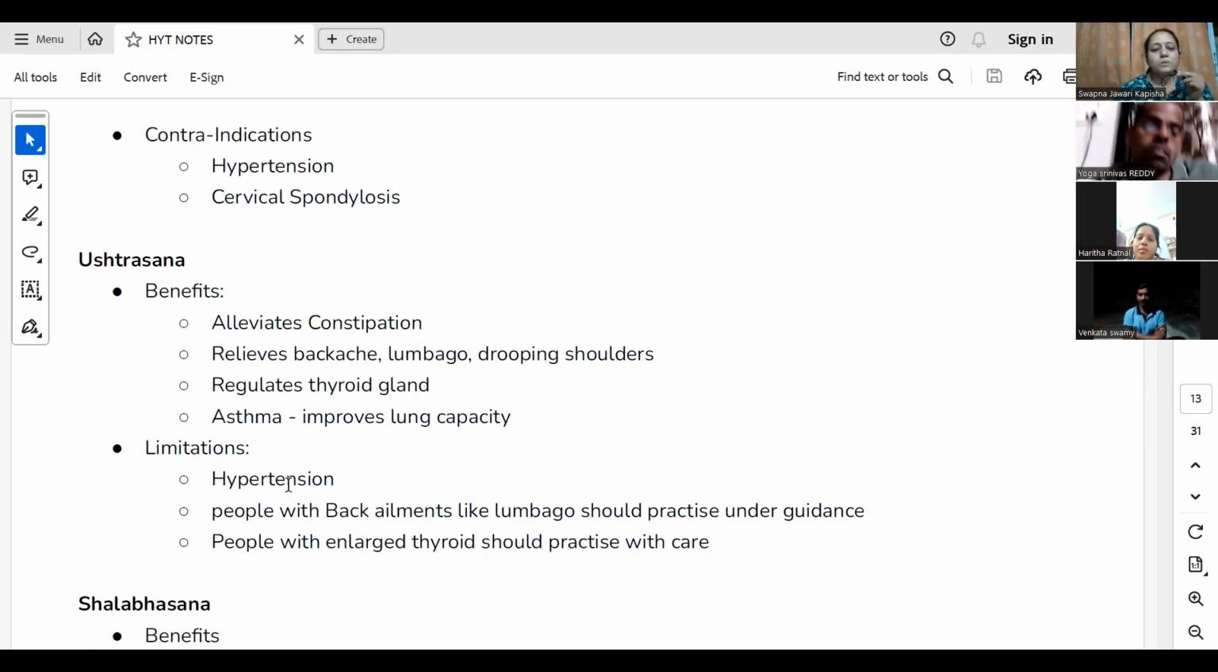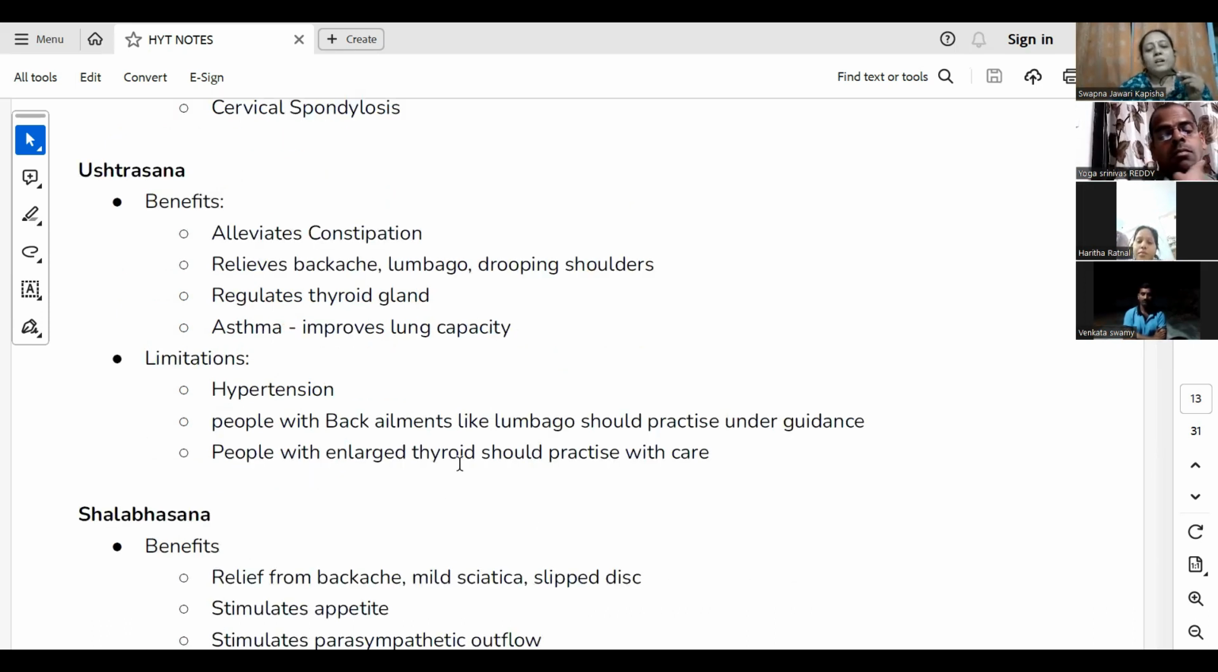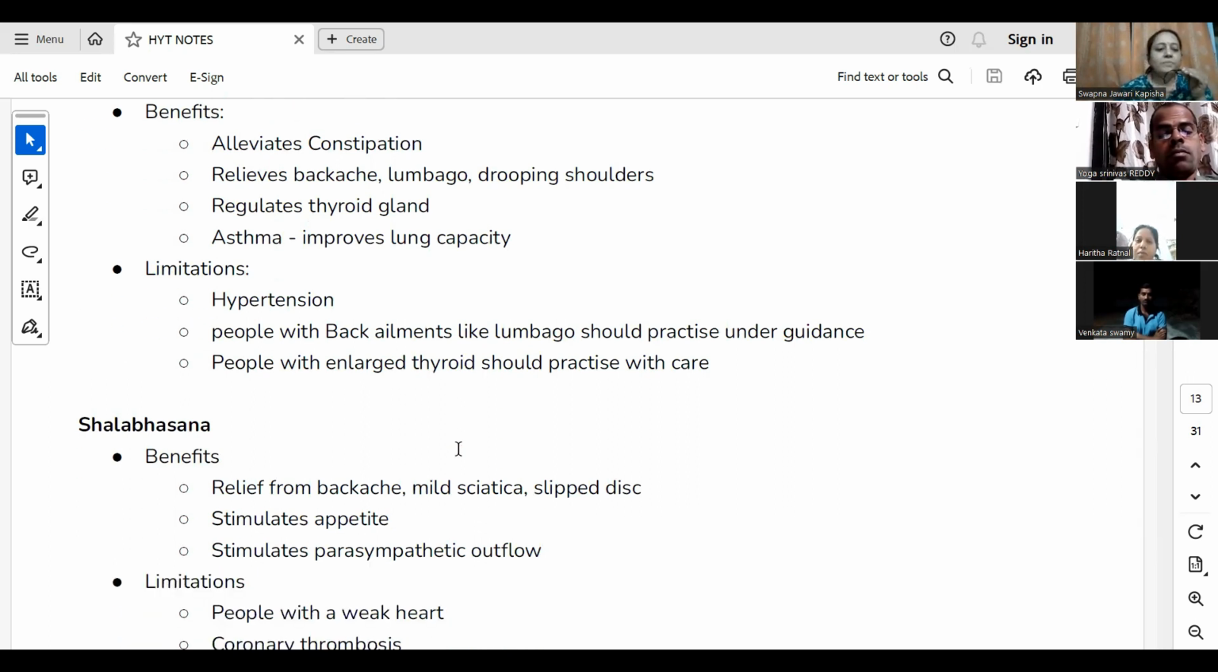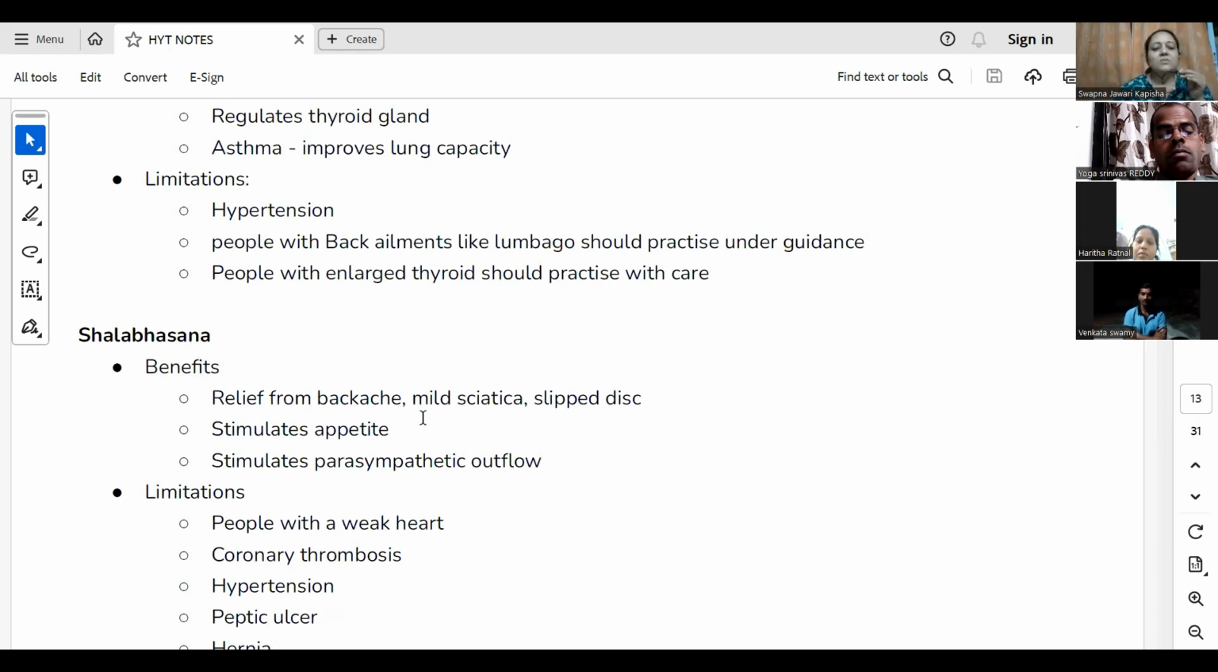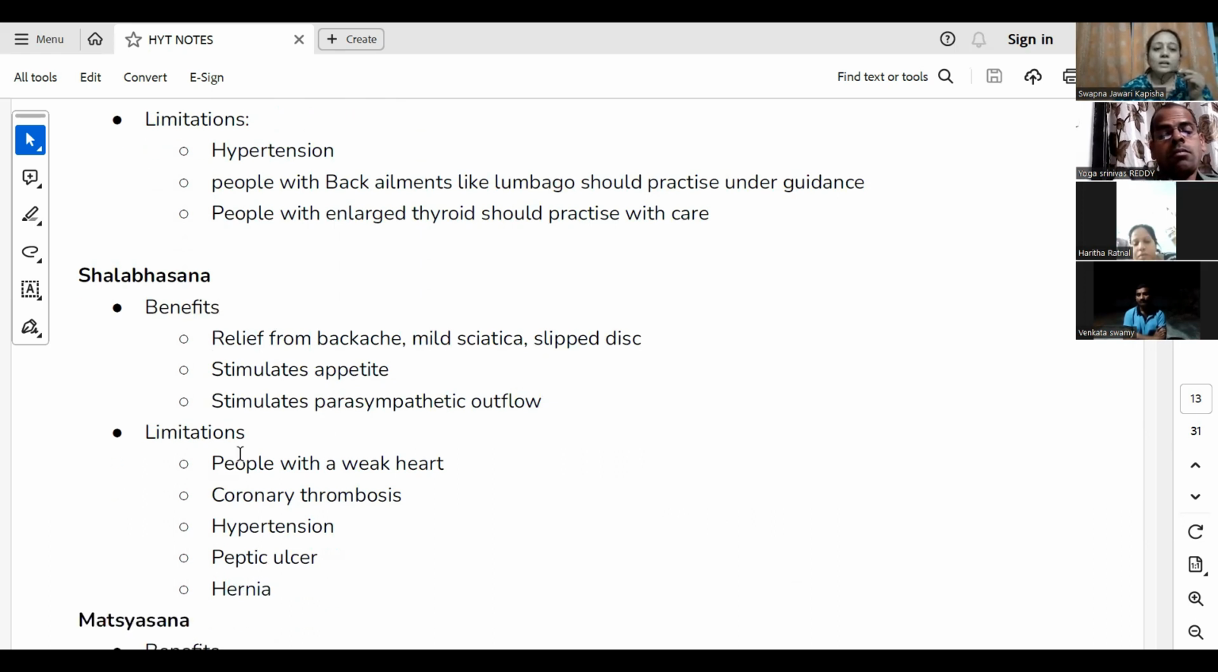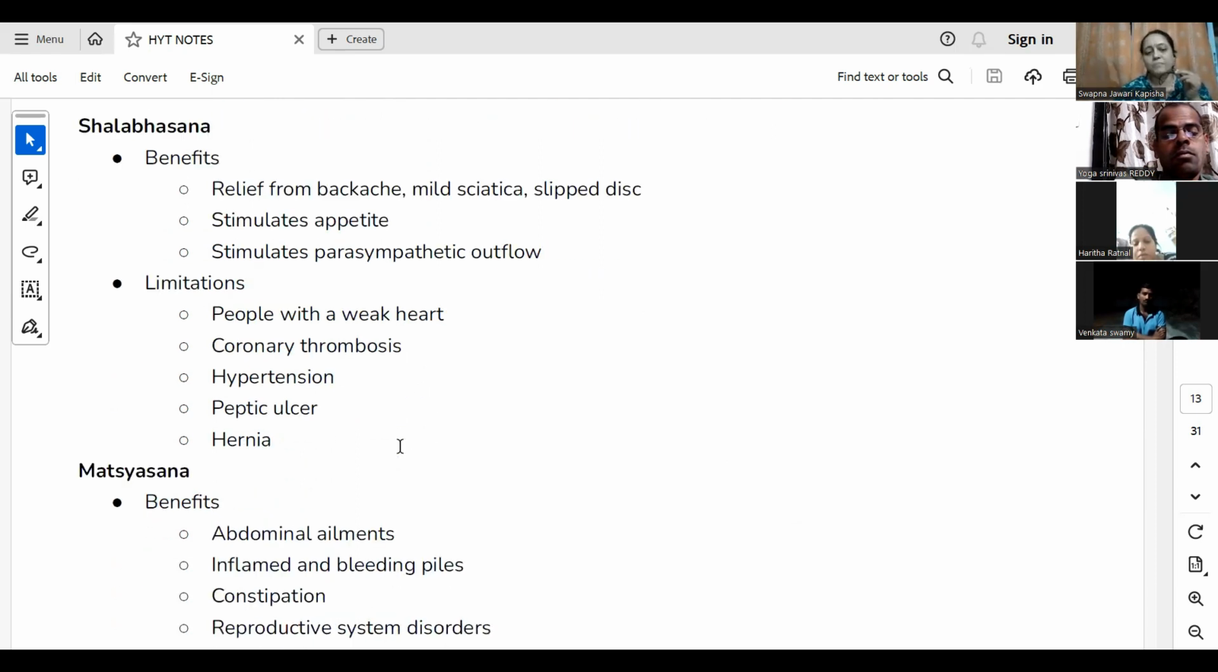Hypertensive people should not do it. People with back problems should not do it, but with the help of a good yoga trainer, they should be able to practice. And people who have an enlarged thyroid gland should also do it with care. Shalabhasana gives relief from backache, sciatica, slipped discs, stimulates appetite, stimulates parasympathetic overflow. People having hypertension, peptic ulcer, hernia, coronary thrombosis, and people with weak heart should avoid Shalabhasana.